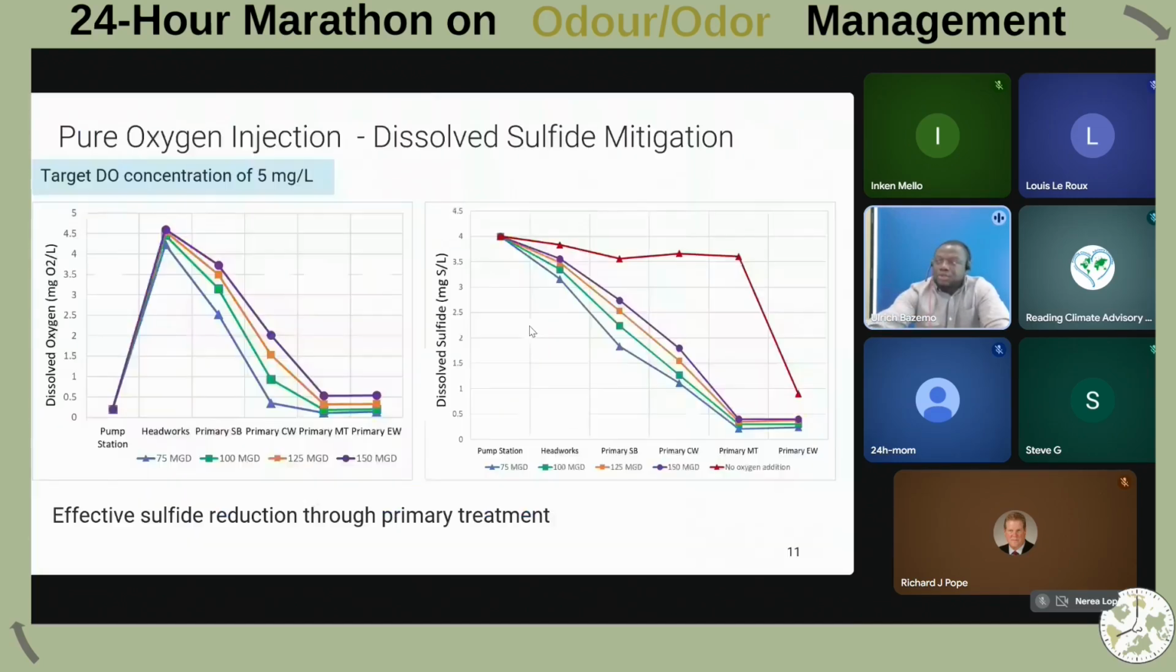All right, so moving on to the results. First, for pure oxygen, as I mentioned, we calibrated the model at 4 different flow rates, and that's what you see here. We targeted 5 milligrams per liter DO at the headworks, and you can see the DO level at the different flow rates here. As we move towards the plant, we track down the DO profile. As you can see, the levels are going down, which makes sense.